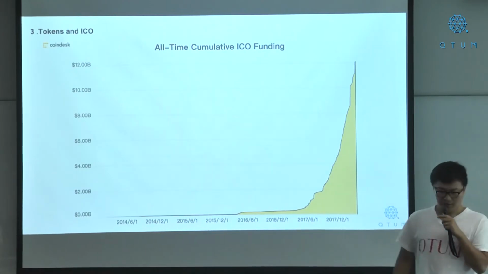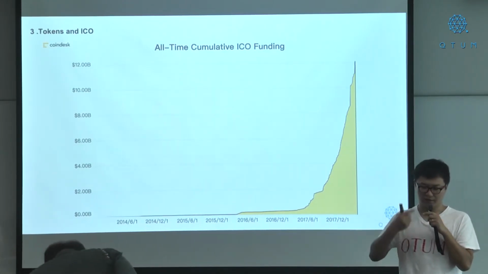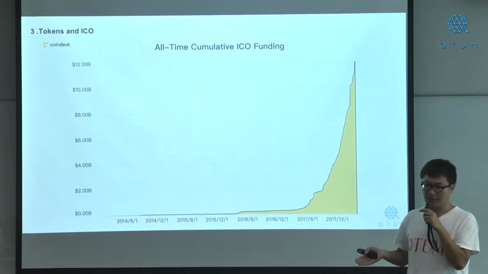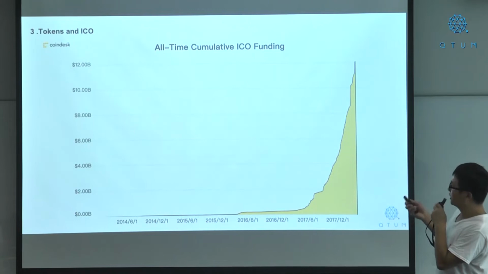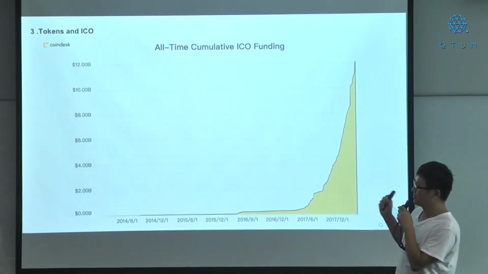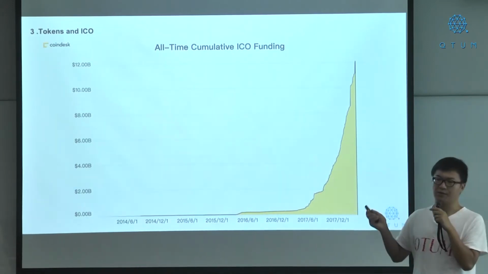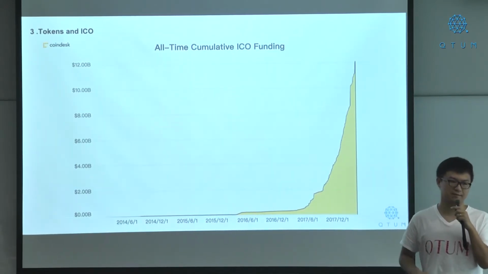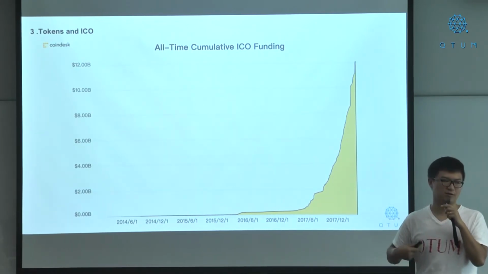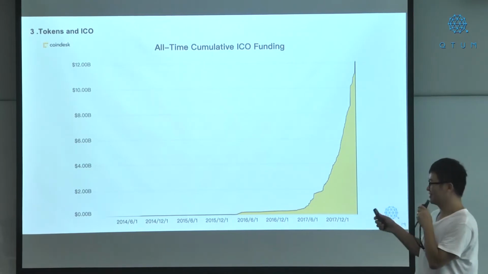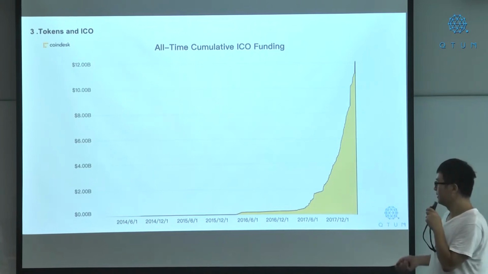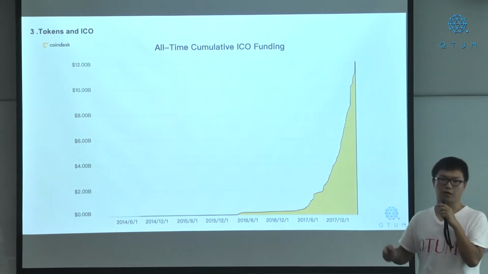So when we're talking about tokens, we cannot avoid the ICO concept. That's the general overview of the industry. The all-time cumulative ICO funding, you can see, is more than 12 billion USD by the end of 2017. That's a huge amount of money. It's 12 billion dollars of ICO money in the industry since 2014, since the first ICO. It keeps growing. It's a trend that you cannot stop.